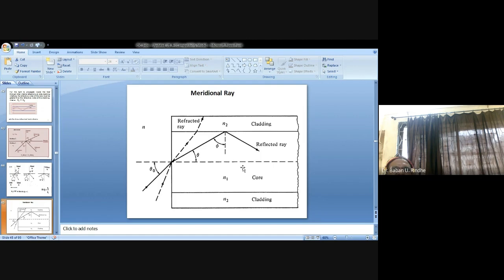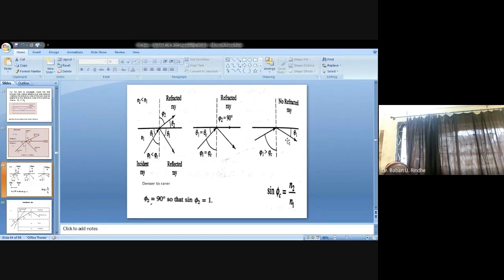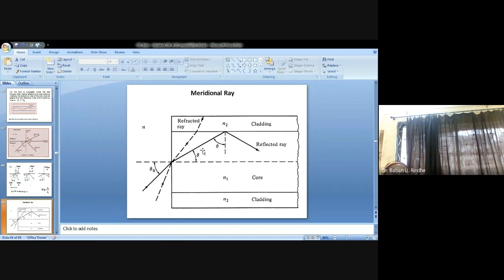When phi 1 is equal to phi c, the ray passes along this z axis. This is the z axis, meaning the ray travels along the z-axis. Therefore this angle is 90 degree between the normal to the plane and the x-axis. When phi 1 is greater than phi c, you are getting total internal reflection in the core region.